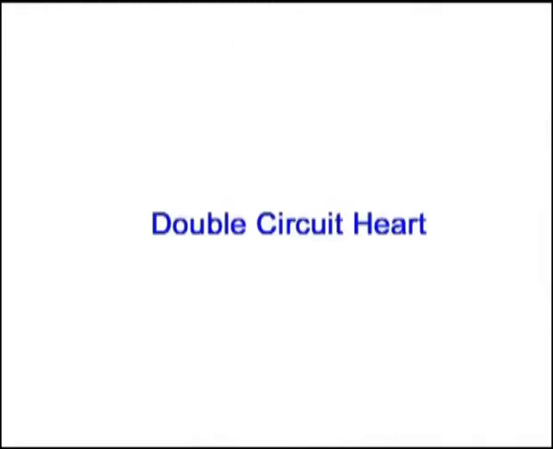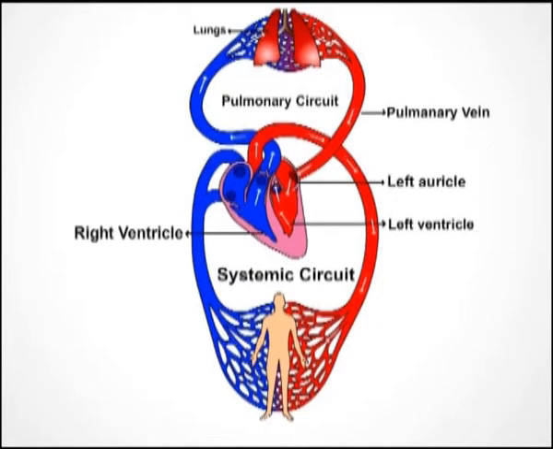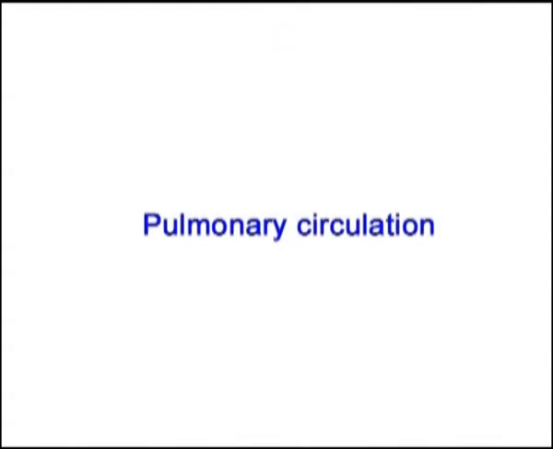Double circuit heart. The heart receives blood twice to complete one complete circulation. This is called double circulation, and the heart which performs double circulation is called a double circuit heart. The two circuits are separate, and the two blood streams in the auricles and ventricles are kept separate. The two circuits are pulmonary circulation and systemic circulation.